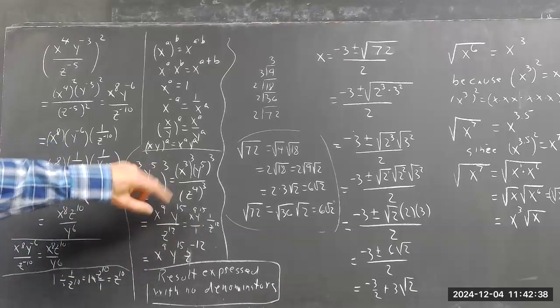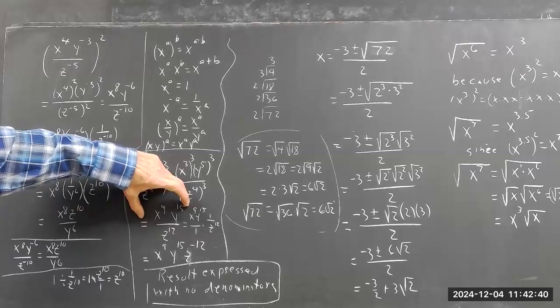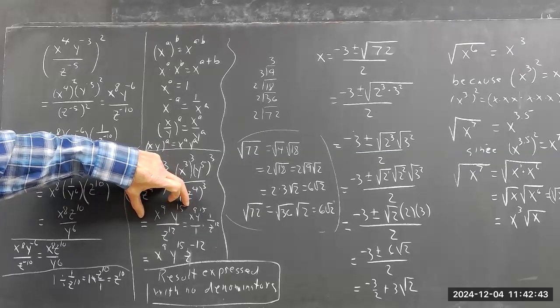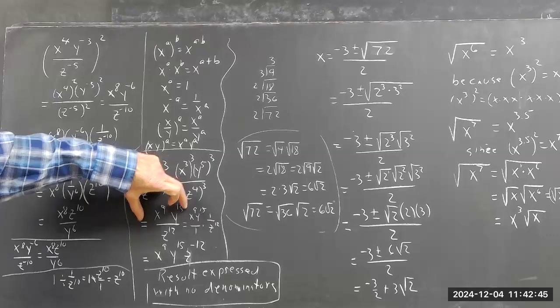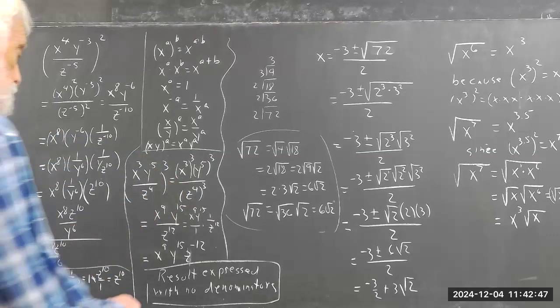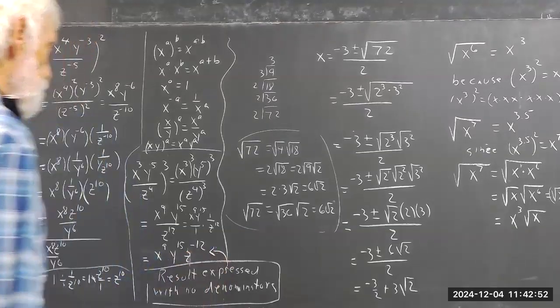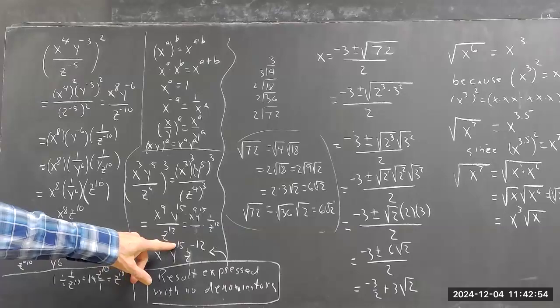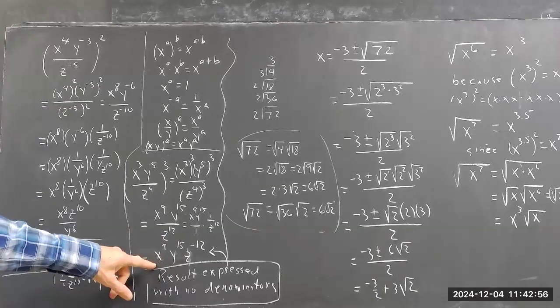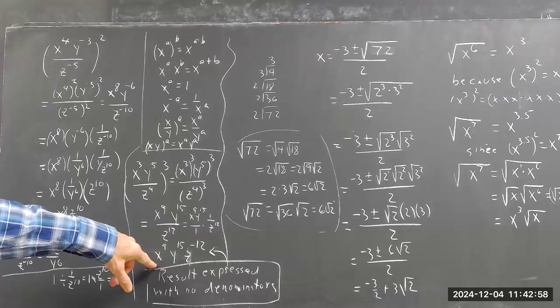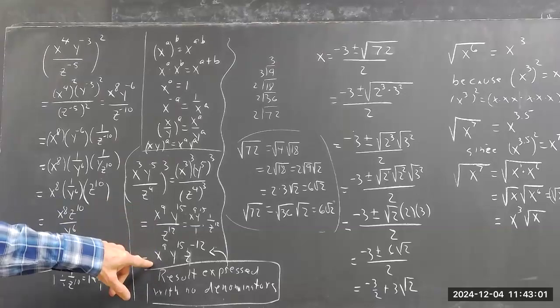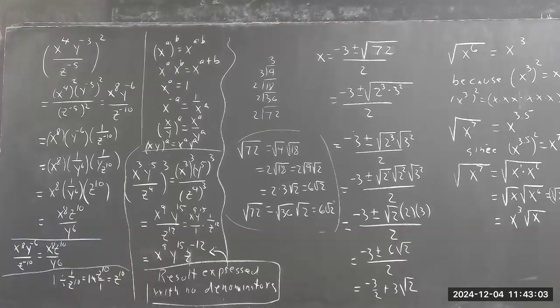Now, this is a perfectly good form. This is a form with no negative exponents. This form would be the result with no negative exponents. This is the result with no denominators. Sometimes you want this, sometimes you want this. Okay, so in this case, I expressed the result with no negative exponents.